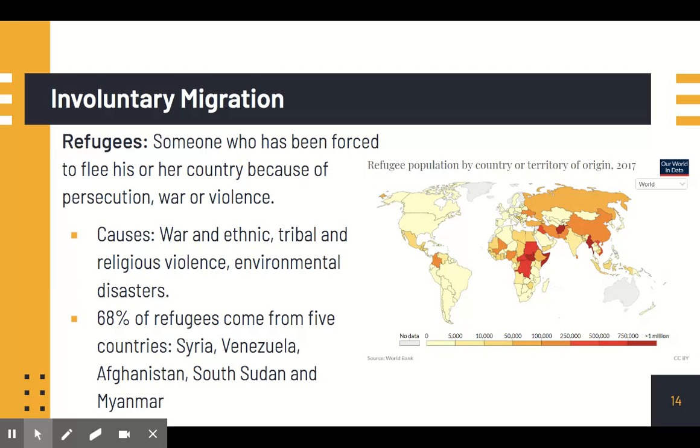So causes, of course, war, ethnic, tribal, religious violence, environmental disasters. Today, you can see on the map here where we see the majority of refugees by country. And Syria, of course, is, man, in the last 10 years or so, we've seen lots of violence in Syria, massive migration. You're going to do a case study on that as well. Venezuela, Afghanistan, South Sudan, and Myanmar are other examples that have come up recently.